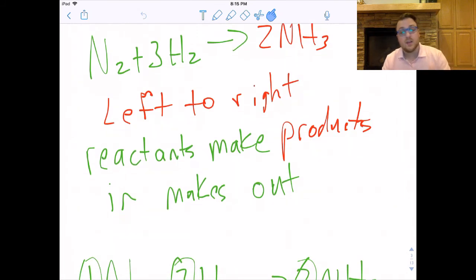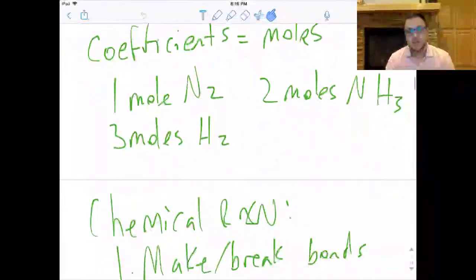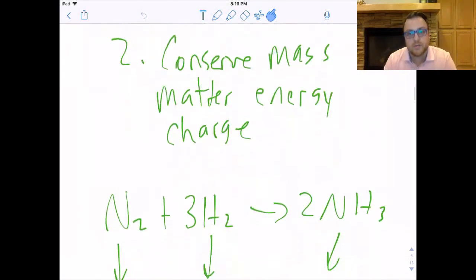The coefficients are moles. Chemical reactions, remember BARF. Breaking absorbs. Breaking a bond, like breaking that O2 bond, is absorbing energy, while forming that F bond is releasing energy.